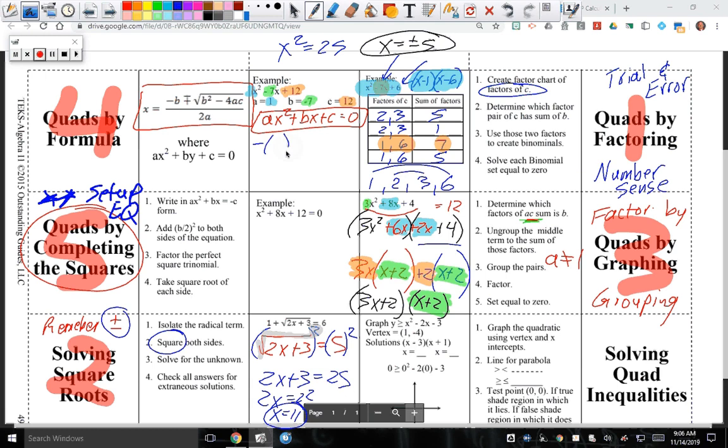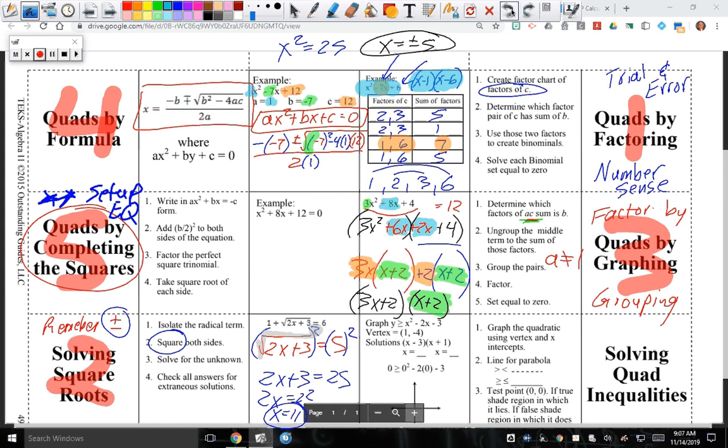Negative b plus or minus the square root of b squared. Notice that parentheses. This parentheses is mega important right here. B squared minus 4a and c. All over 2 times a. The radicand, which is this huge piece underneath the radical symbol, is what you want to solve for first.